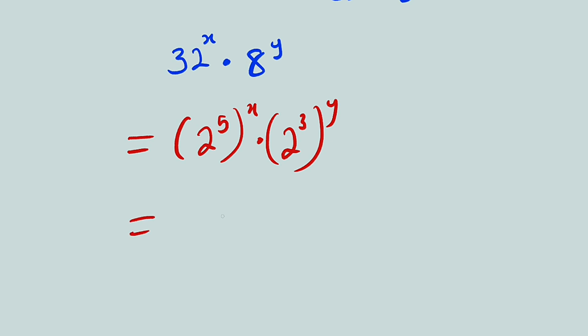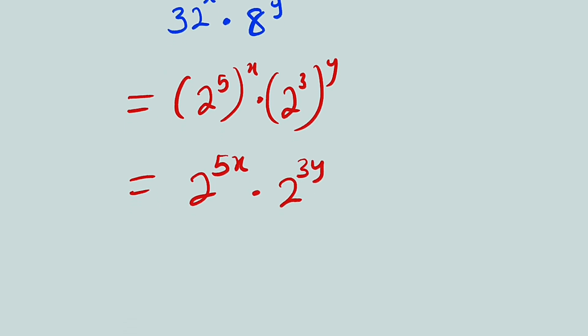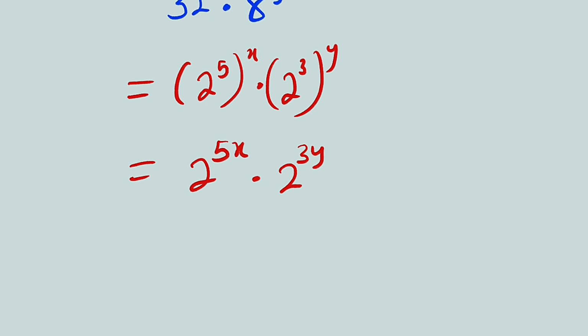So this becomes 2 to the power of 5x multiplied by 2 to the power of 3y. And again, we are going to apply one of the laws of indices because you can see we are multiplying two numbers with equal bases. So we can take one base and add the powers, 5x plus 3y.